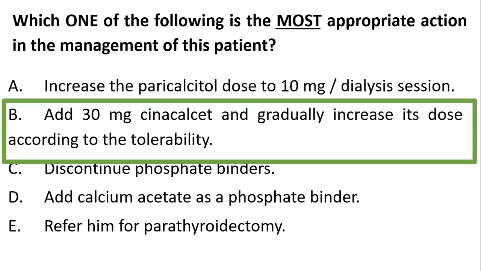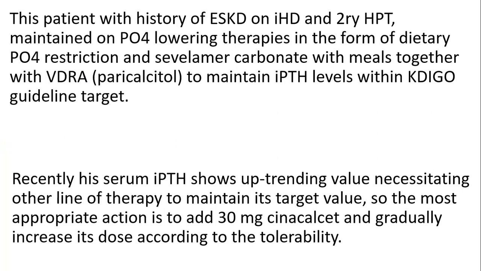And the right answer is add 30 milligrams cinacalcet and gradually increase the cinacalcet dose according to the patient's tolerability. And here is a take-home message. This patient with secondary hyperparathyroidism, the PTH is trending up, and it seems that the patient has high turnover bone disease with hyperphosphatemia. He is already on a good dose of phosphate-lowering therapy and on a good dose of vitamin D receptor analog, but his iPTH is above 700.